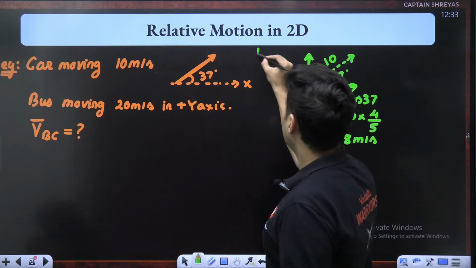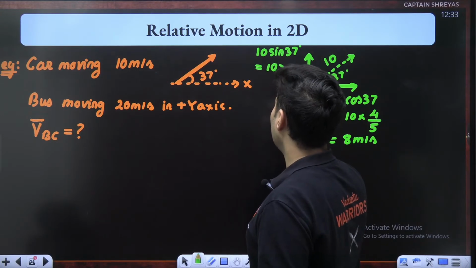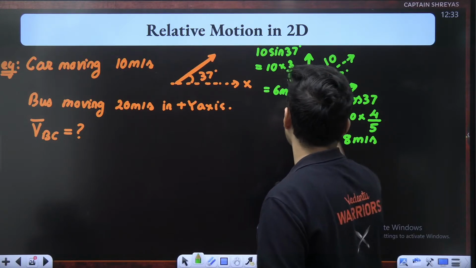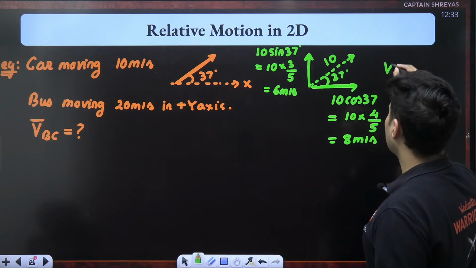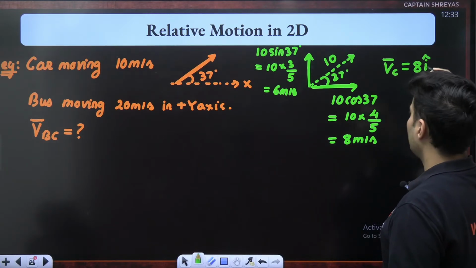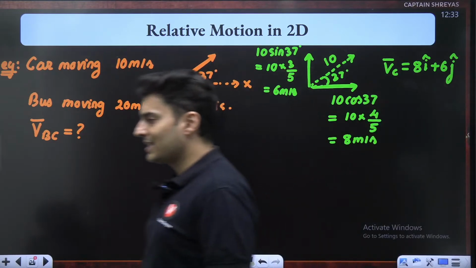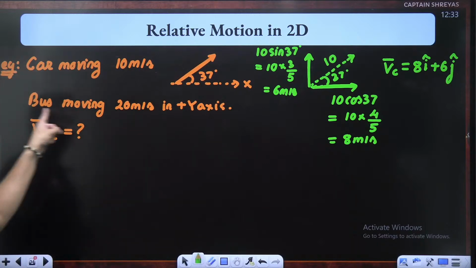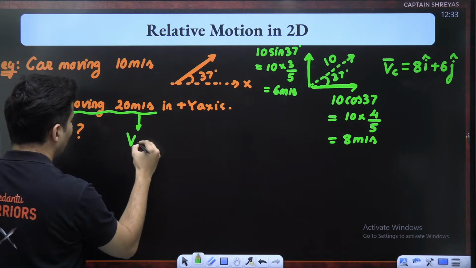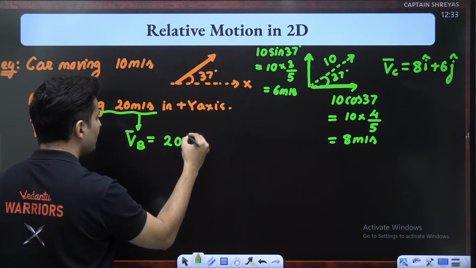This velocity will be 10 sine 37. What is sine 37? It is basically 3 by 5. So it will be 6 meters per second, which means the velocity of the car is nothing but 8 i cap plus 6 j cap. 8 i cap plus 6 j cap. As per the given information over here, the velocity of the bus is in the y direction, so it is 20 j cap.